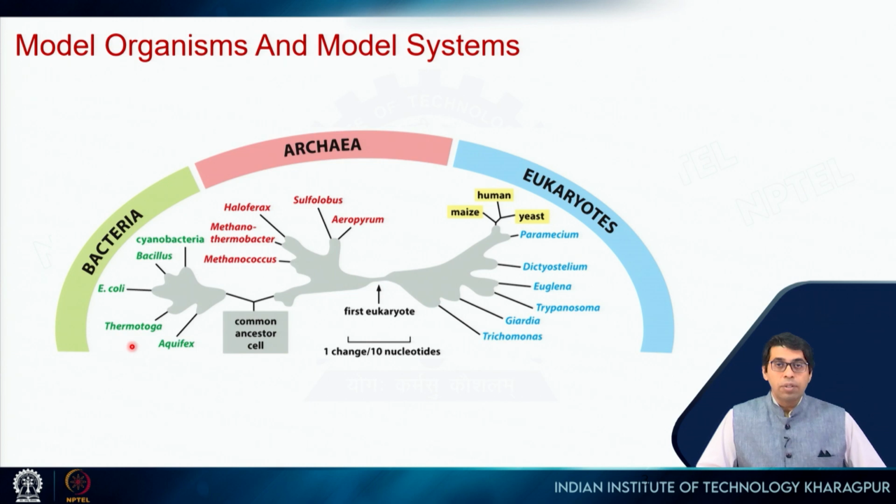So, this is the tree of life, right? So, these are the different branches of the tree of life. You will also have viruses, maybe that's the fourth kingdom, but these are the major three kingdoms of life. And to study each of these kingdoms, different model organisms have been used, as we saw in the previous slide.